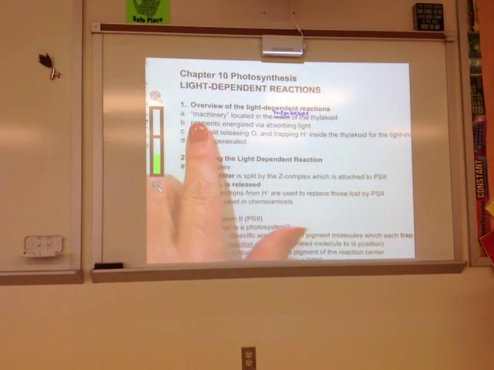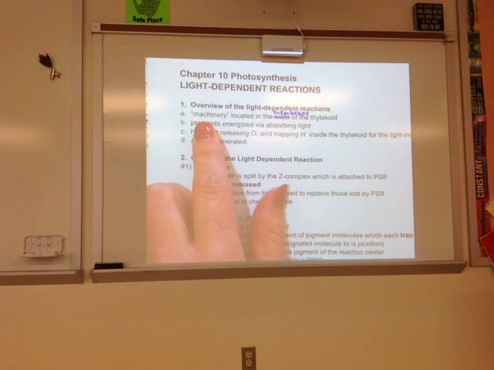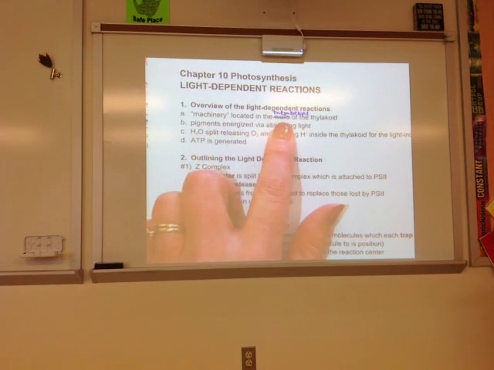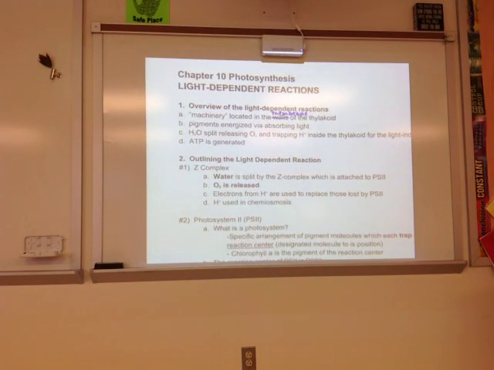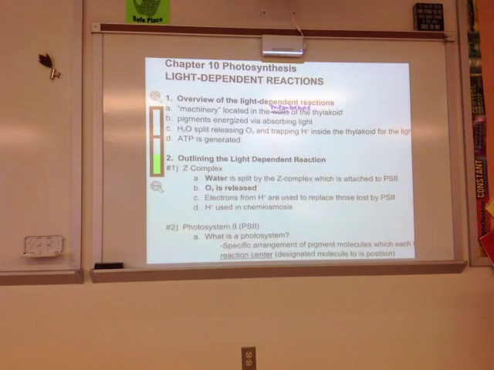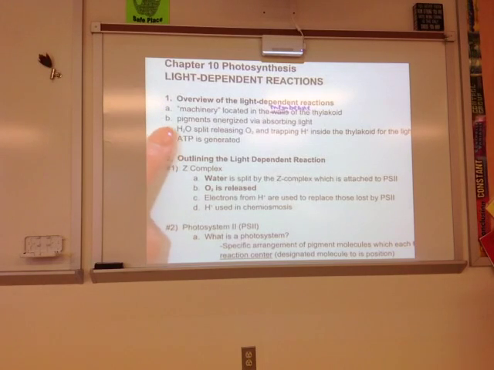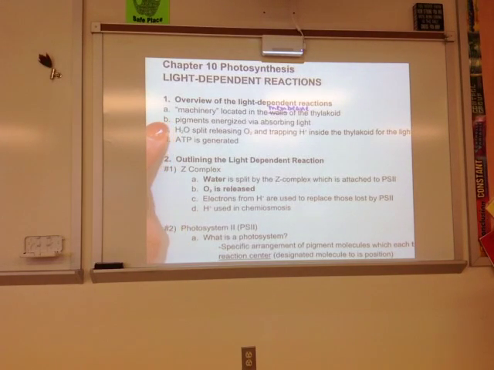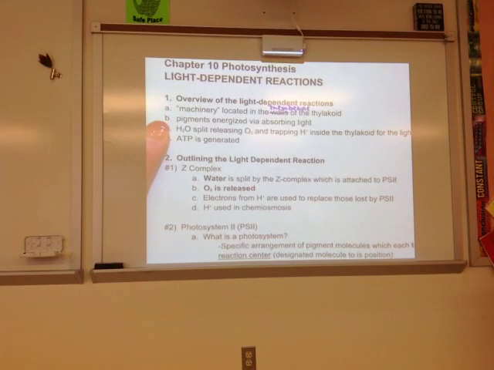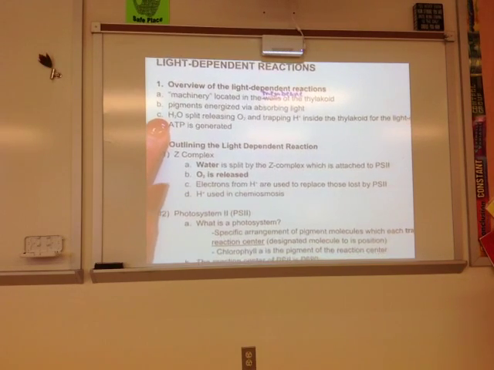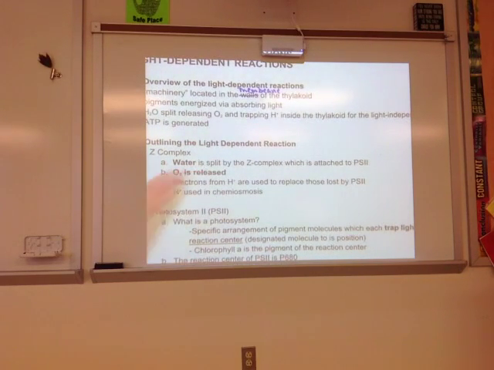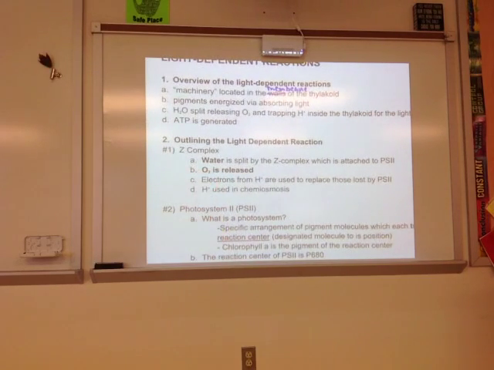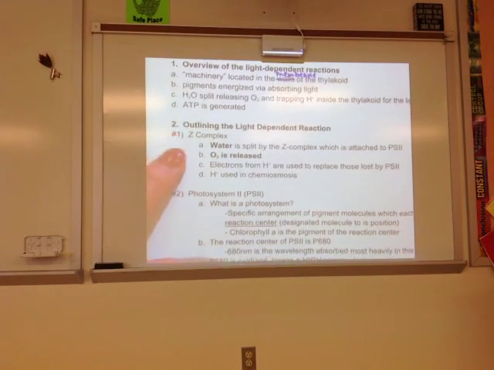So the first thing it said, in the overview, we talked about all this machinery, or all the parts of this, being in the walls of the thylakoid. Well, those aren't really walls, that's the membrane. So let's call it what it is and cross out wall and write membrane. Then we showed how the pigments are all energized by the light, and that water is split, releasing oxygen, and then the hydrogen ions are trapped inside the thylakoid for use in light-independent reactions, and we generate ATP, so that's shown.